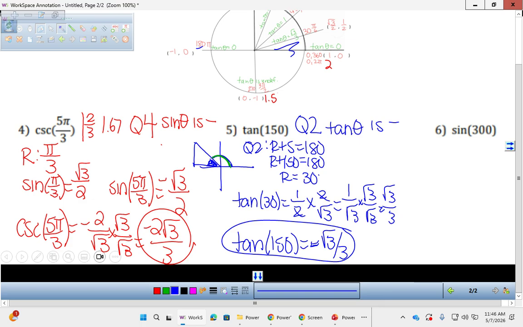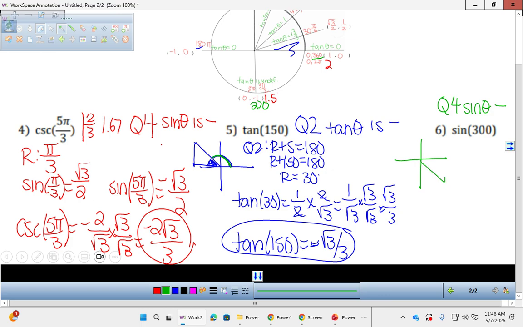Finally, we have sine of 300. Well, I know 300 is somewhere between 270 and 360. So this angle is somewhere in quadrant 4. And I know that cosine is positive in quadrant 4, but sine is negative. So my final answer to this one's going to be negative. I just need to figure out what the reference angle is.